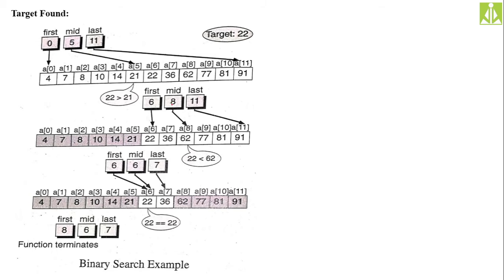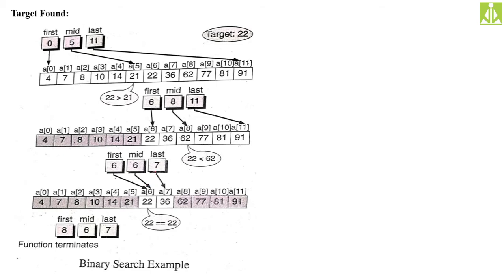So once again, after calculating mid, we are doing the comparison. Likewise, we do until and unless we find the target in the list. So we found the target at a of 6, the 6th index value. So once the target is found, the function terminates.